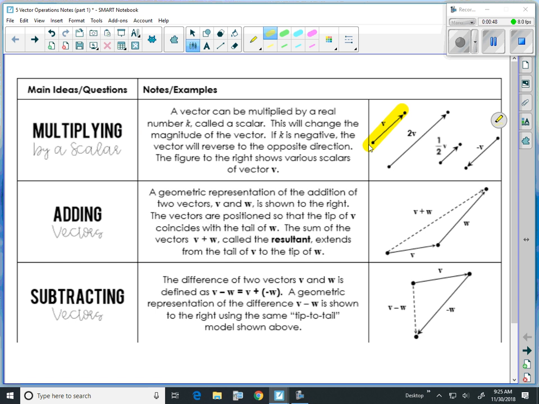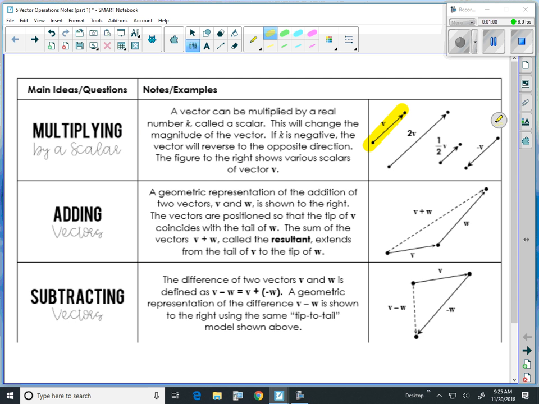Now, one thing that's different is negative v. If we multiply it by a negative, it switches direction. So if you look here, this is going up. As soon as we multiply it by a negative, now it's going down. So it does a 180 and flips directions if you multiply by a negative.